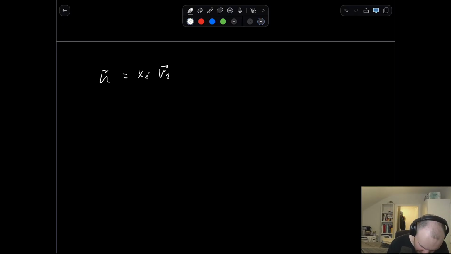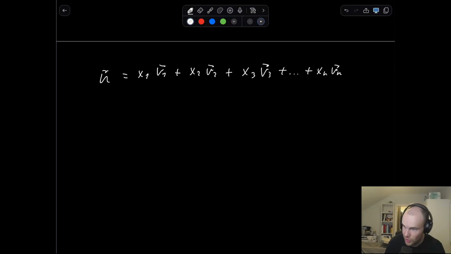So I have v1 here, and I have x of i. I have x1 times v1, x2 times v2, x3 times v3, and all the way up to some n, so x of n times v of n. You see, this is a linear combination of multiple vectors, forming what u is here.